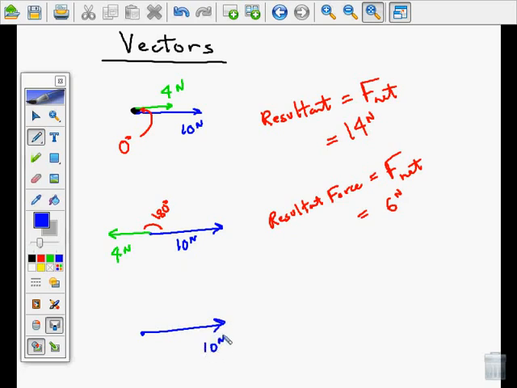10 newtons, 4 newtons, and the angle between them is 90 degrees. If you want to find the resultant, and the original vectors are at 90 degrees to each other, you have to put them in head to tail form.